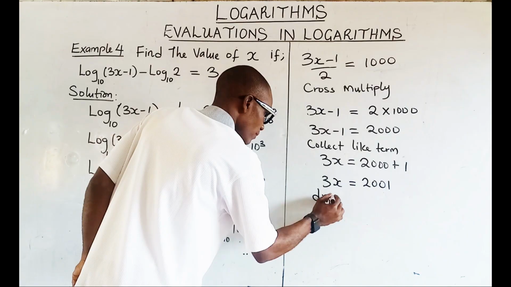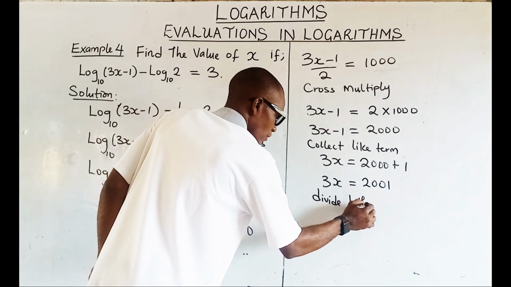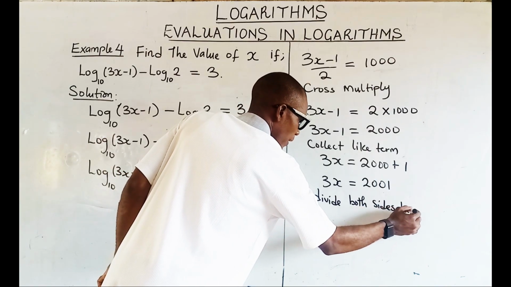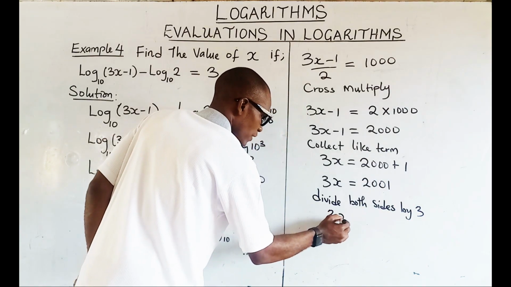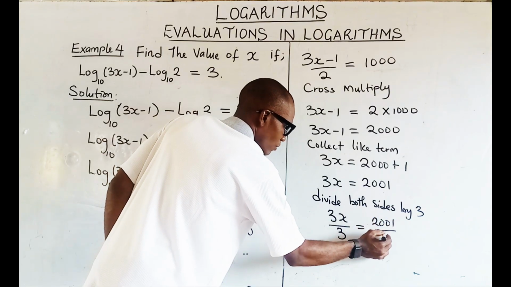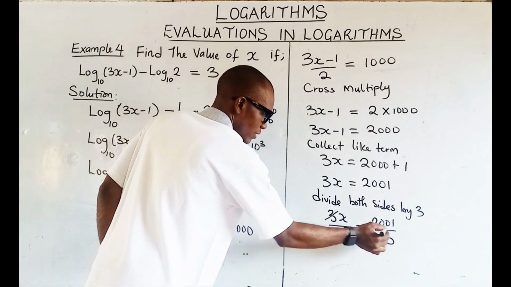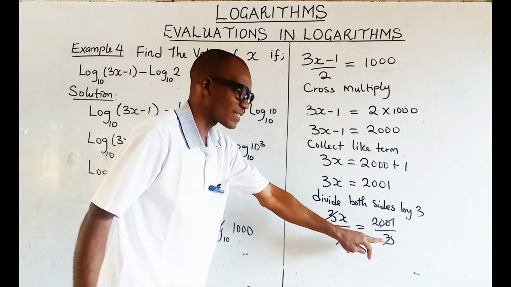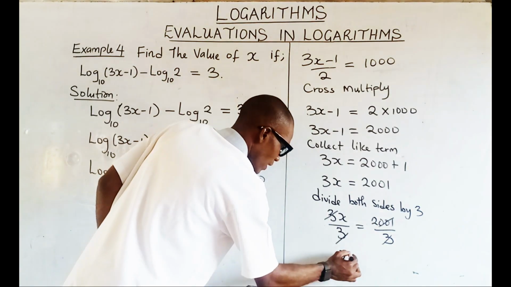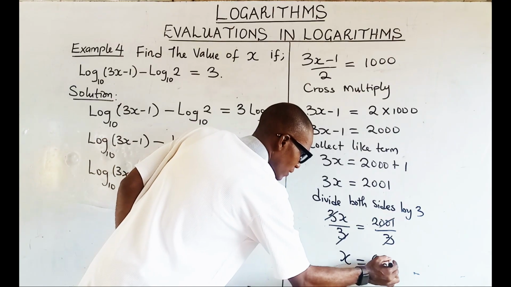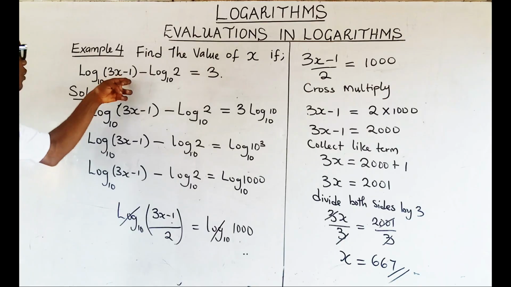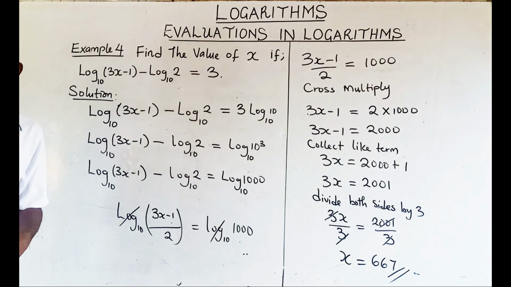So we say divide both sides of the equation by 3. So we have 3x all over 3 is equal to 2001 all over 3. 3 will cancel this. If this goes over to this, we have 667. So we have that x is 667. So our value of x for this log function is 667.